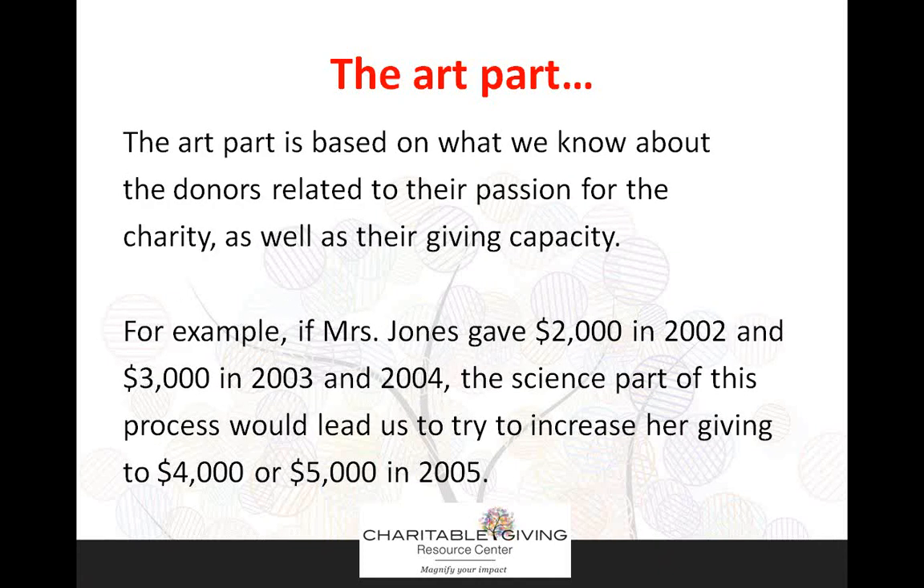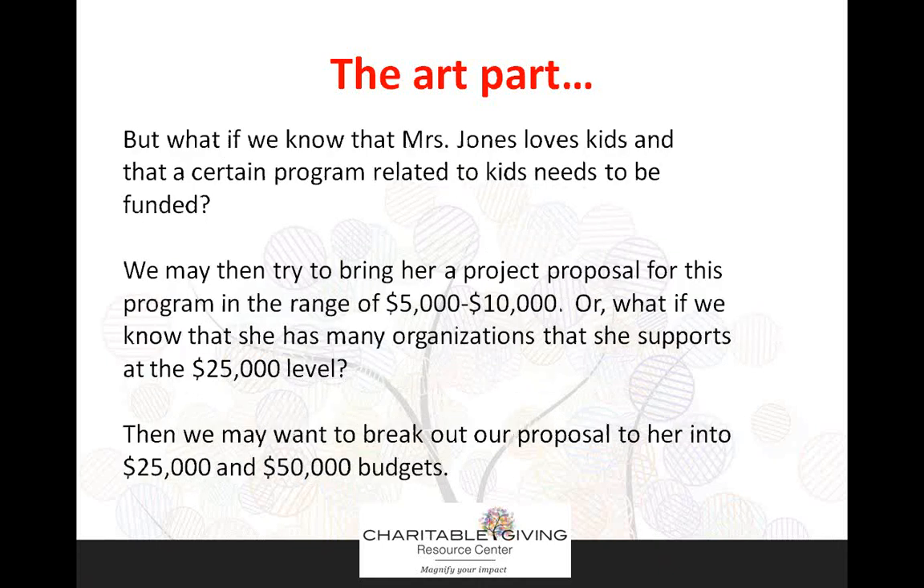The art part is based on what we know about the donors related to their passion for our charity as well as their giving capacity. For example, if Mrs. Jones gave $2,000 in 2002 and $3,000 in 03 and 04, the science part of this would lead us to try to increase our giving to $4,000 or $5,000 in 05, right? But what if we know Mrs. Jones loves kids and that a certain program related to kids needs to be funded?